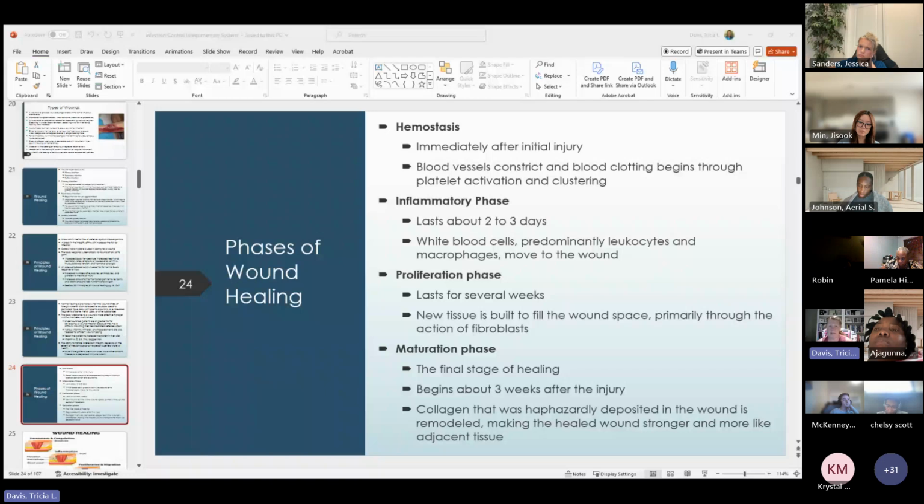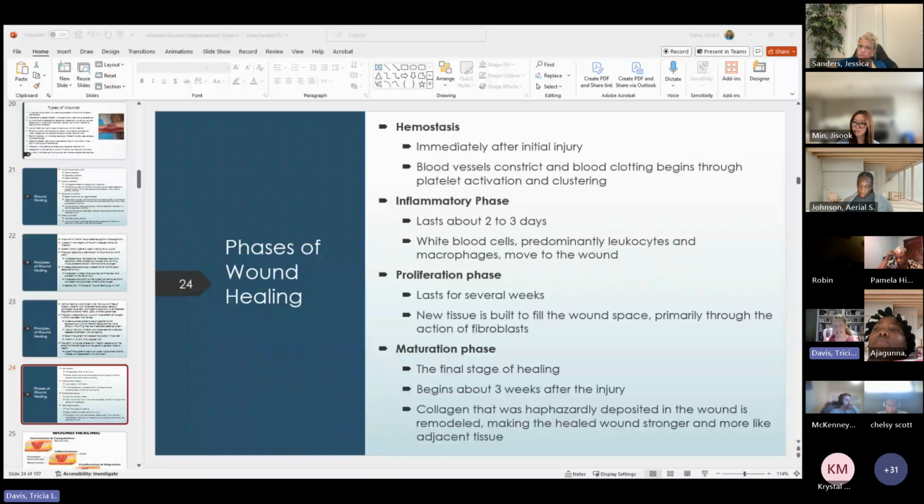So next is that inflammatory phase. This phase typically lasts about 2 to 3 days in a healthy person. During the inflammatory phase, our body's making all of these white blood cells. Predominantly, the body makes leukocytes and macrophages, and they're going to move into that wound to help take care of what's going on with that wound.